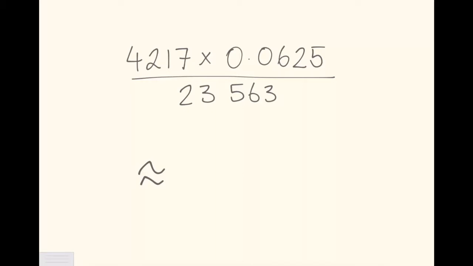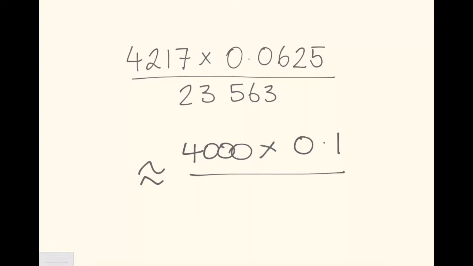Well, the 4,217 could be rounded to 4,000. The 0.0625, that could be rounded to 0.1. And the 23,563, that could be rounded to 20,000. Okay. Now 4,000 times 0.1.